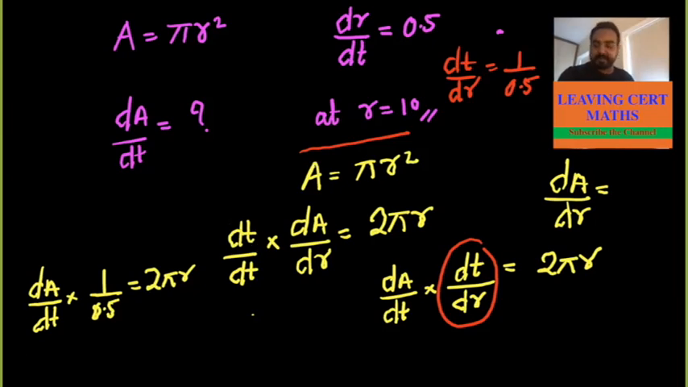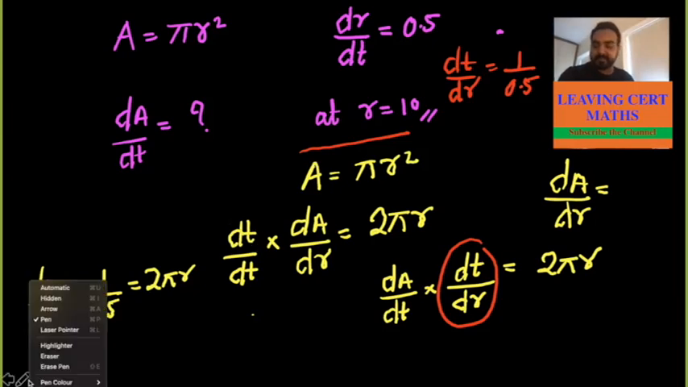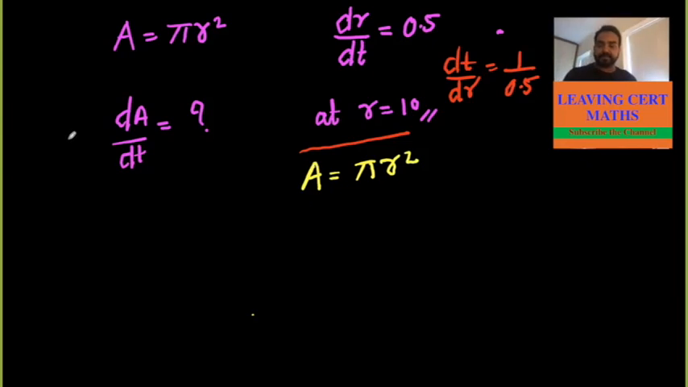So let me explain this one more time. Maybe you will understand if I do it one more time. About the question, what they ask you: they ask you to differentiate A with respect to t and put r equal to 10 in that. Is it right? But can you differentiate with respect to t? Is it possible? No, because there is no t.